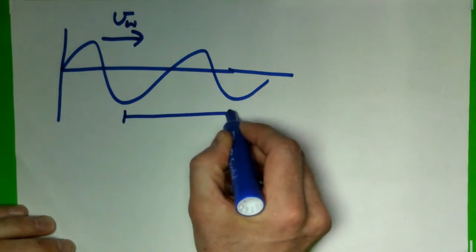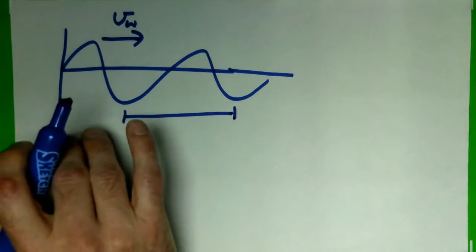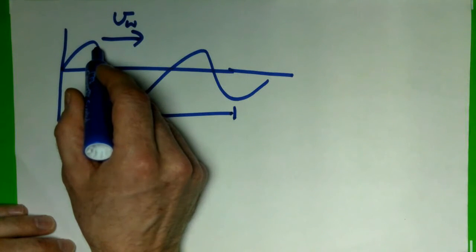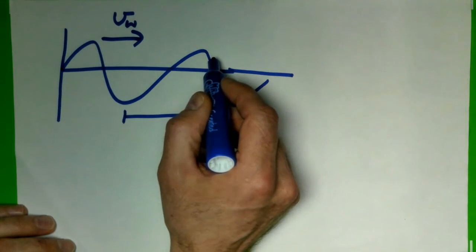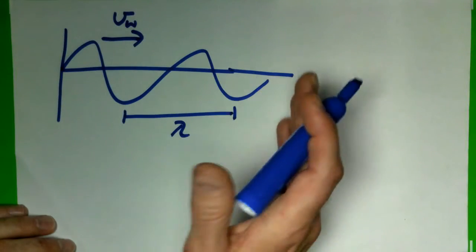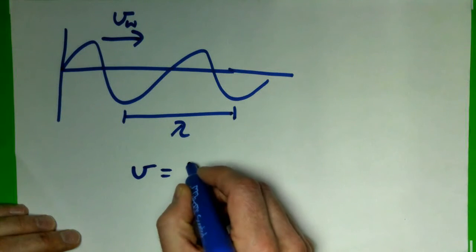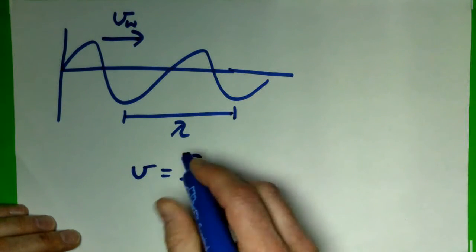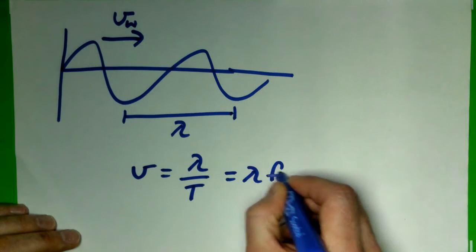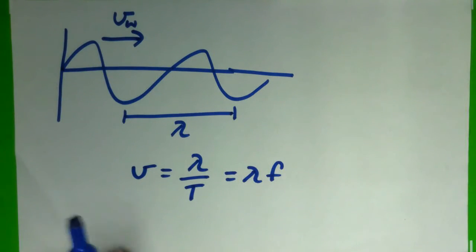Remember, the wavelength is the distance between any two parts that are in the same point of the motion. So valley to valley, crest to crest, or a crest to the next crest, and so on and so forth. That's the wavelength, and the time it takes for that to pass a point is the period, such that we get the velocity is equal to the wavelength over the period, and we can rewrite that and say the velocity is equal to wavelength times the frequency, because the frequency is the inverse of the period.